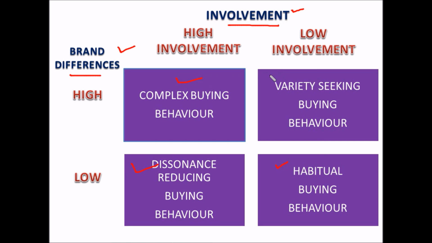And the last one is variety seeking buying behavior. When the customer seeks variety in the products, these products have low involvement, but there are significant brand differences. For example, biscuits. When the customer has to get rid of the same kind of taste and the monotonous flavors of the biscuits, he switches from one brand to another because he seeks variety. He is not showing disloyalty or dissatisfaction, but he wants variety. So here he is showing variety seeking buying behavior. Now we will see all of them in detail.